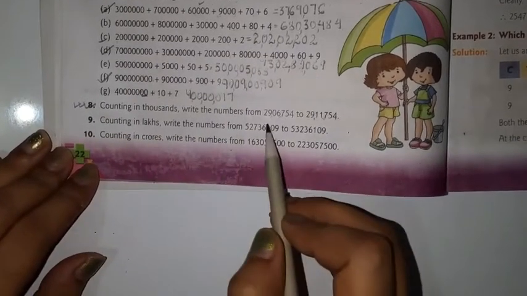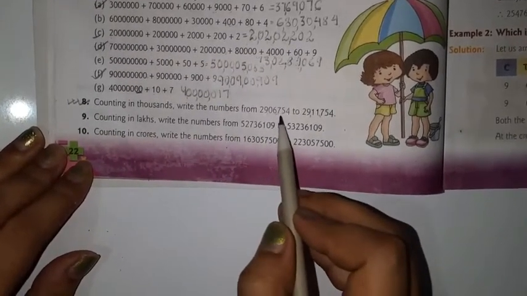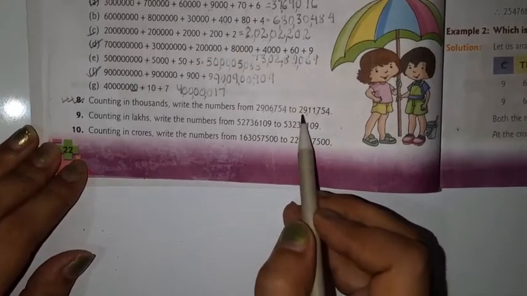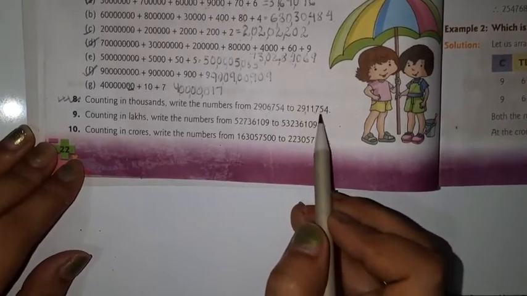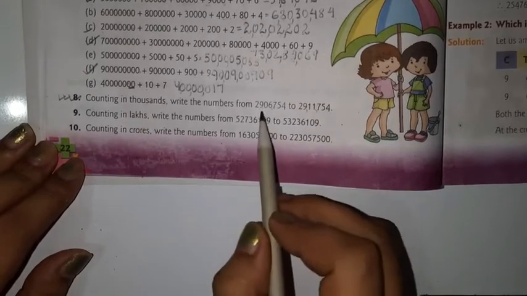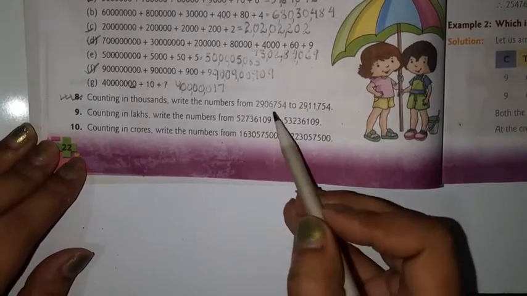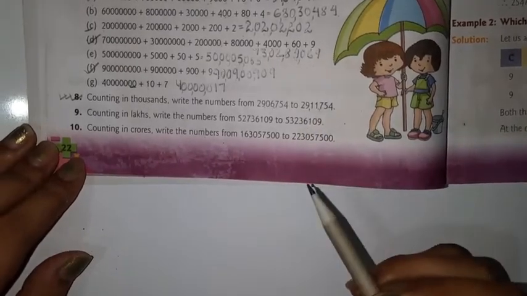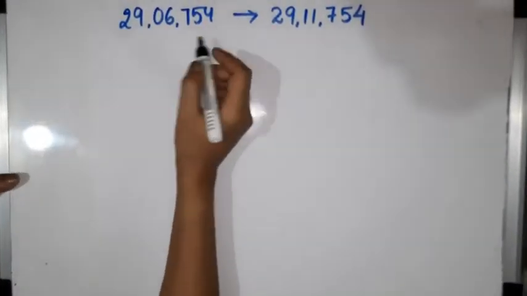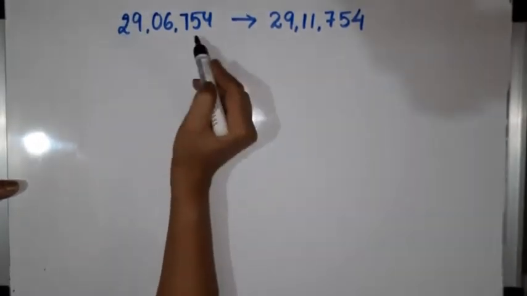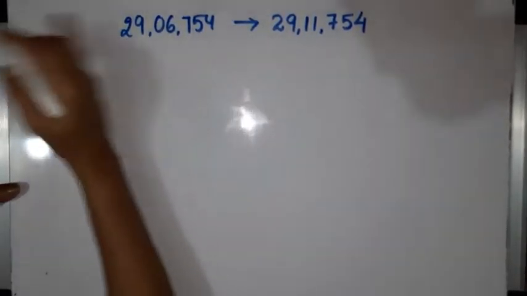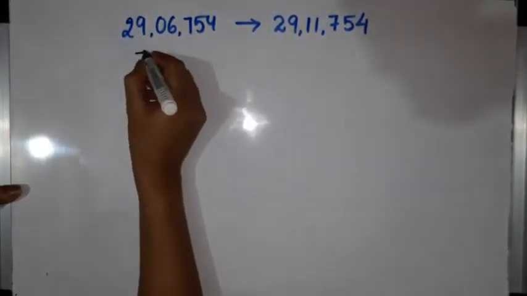Write the number from 29 lakh 6,754 to 29 lakh 11,754. So what we have to do is we'll write this number and we'll keep on adding 1000 till we reach this number. So let us do it. Let us begin. We have to start from this number and we have to reach this number. So we'll add 1000 now.